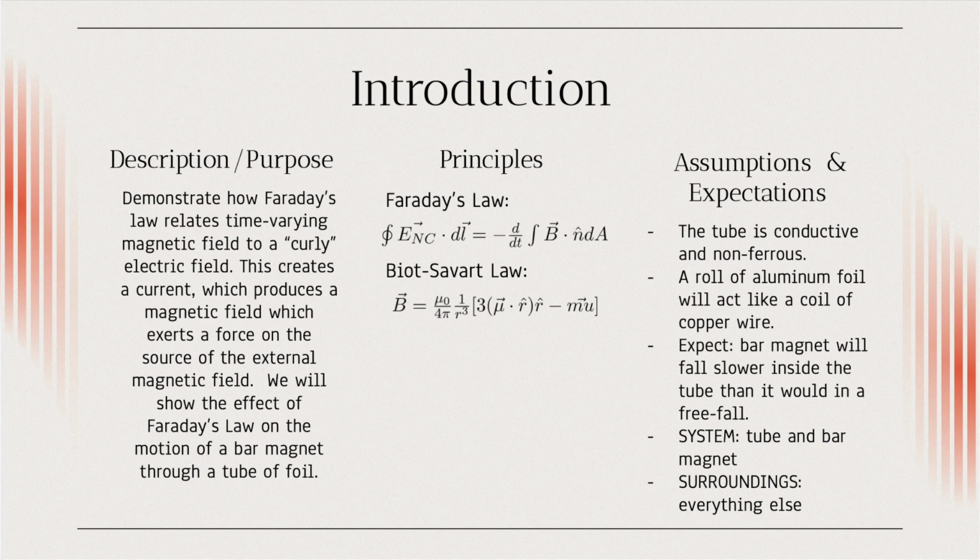Some assumptions and expectations: the tube is conductive and non-ferrous. It's an assumption, and the role of the aluminum foil will act as a coil of copper wire. We're going to expect that the bar magnet will fall slower inside the tube than it would in free fall. The system is a tube and bar magnet. The foundation is everything else.